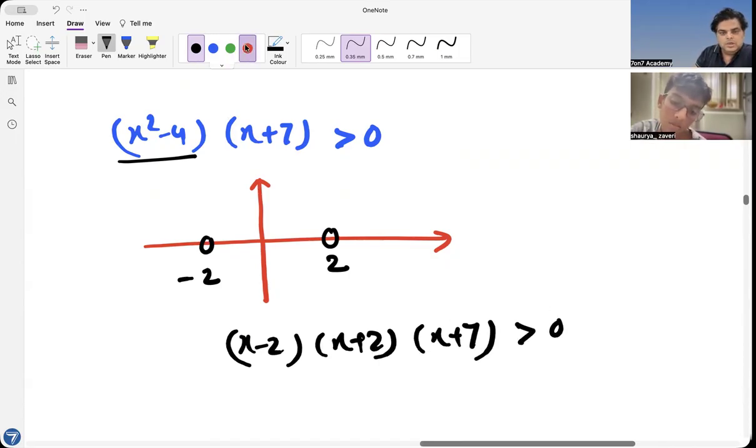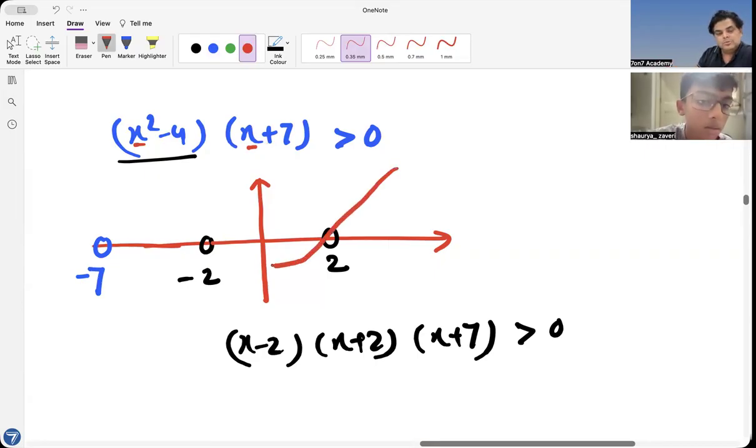Out of that, I located root 1, root 2, and the other root is negative 7. Now, the sign diagram. Since the coefficient of x cubed, which is the highest power, is positive, the rightmost side is going to be positive. So it will go something like this.